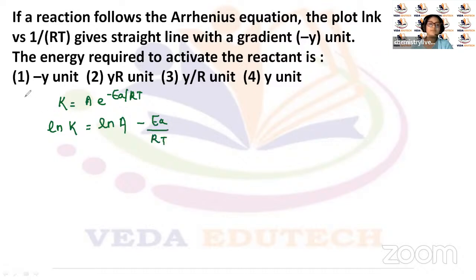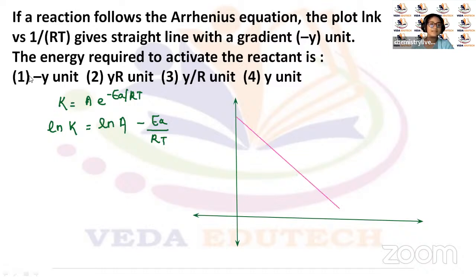Now a plot has been made. So let us make a plot just to understand here. You don't have to make it. There's a negative slope and it is minus Y. This is minus Y, and the plot is between ln K and 1 by RT. This is your slope.